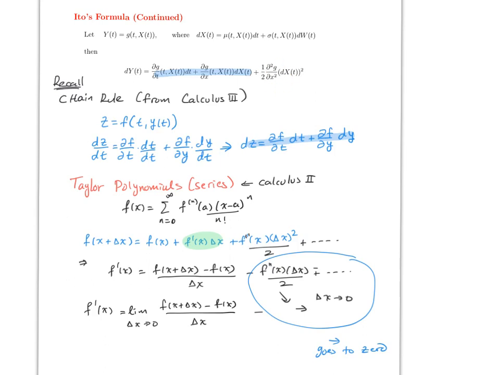All right, so now let's try a couple examples and see how this works. You're gonna have to find the derivative using Ito's formula in the next test at least once, and in the final for sure. This is one of the most important things in this class, to know how to use Ito's formula.